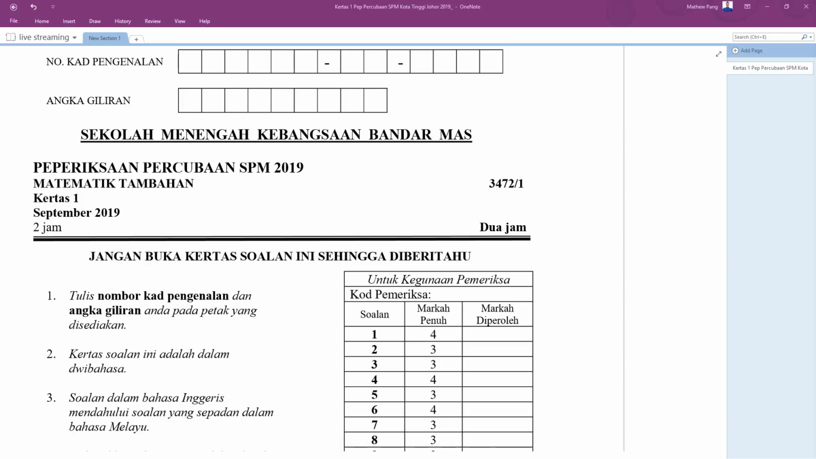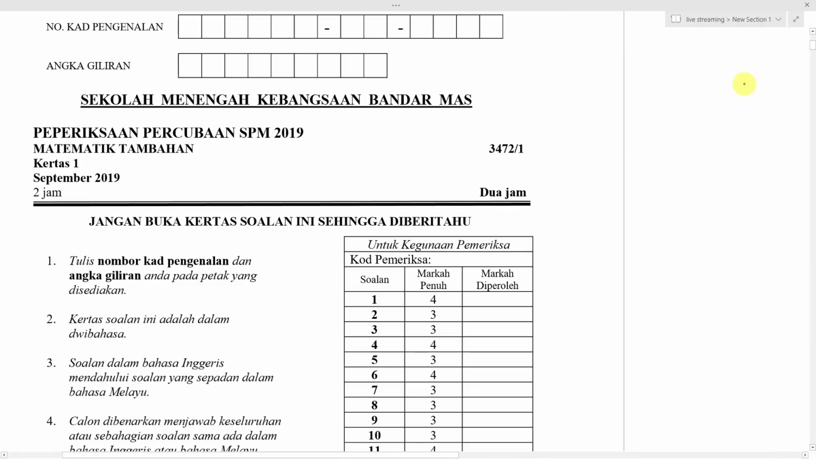Alright, let's start with this paper. I'm actually discussing the SMKBM paper. BM over here stands for Bandar Mas, I guess, because with Johor papers you have 2 or 3 different ones, but I'm choosing this one because most of the students think this paper is hard. And I couldn't find a paper 2 for this paper yet.